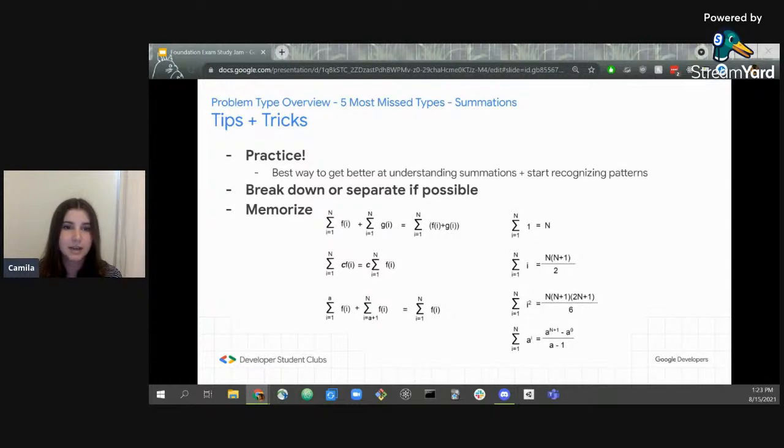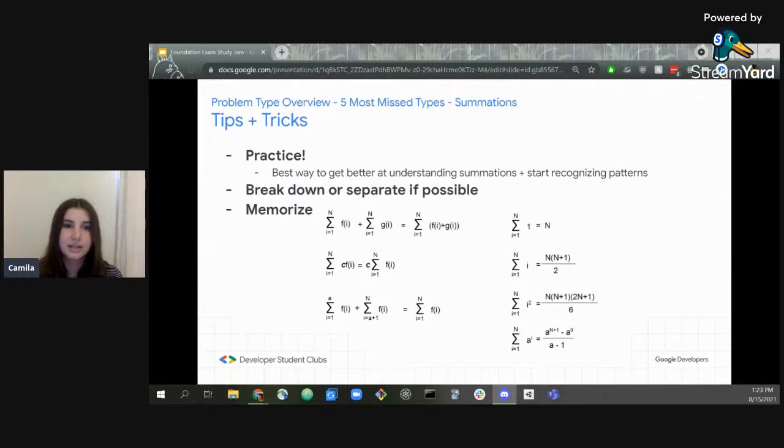The first tip I have for you guys is just to practice. Practicing is really important for summations because it's the best way to understand these problems, and you're actually going to start seeing some patterns within the summations. Once you start practicing enough, you're going to be able to assimilate these problems and remember them from before, and it's going to be much easier for you to do these problems.